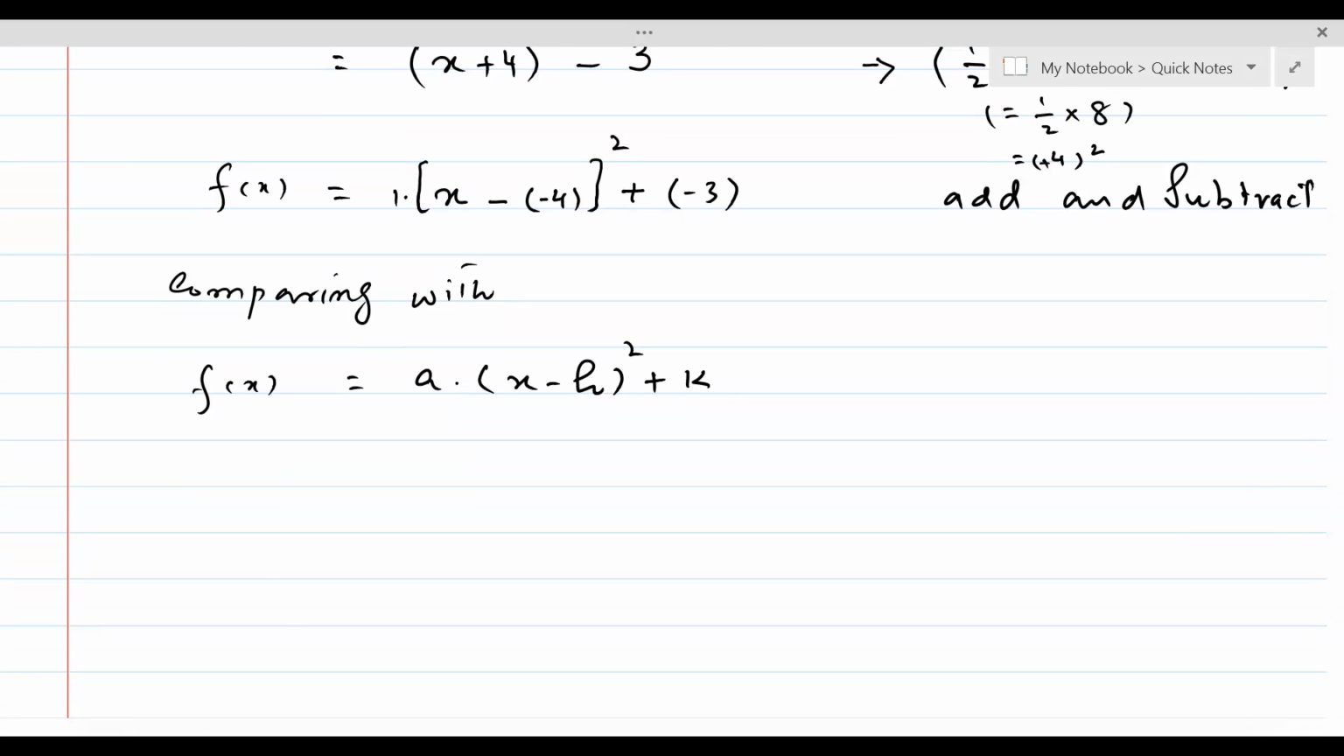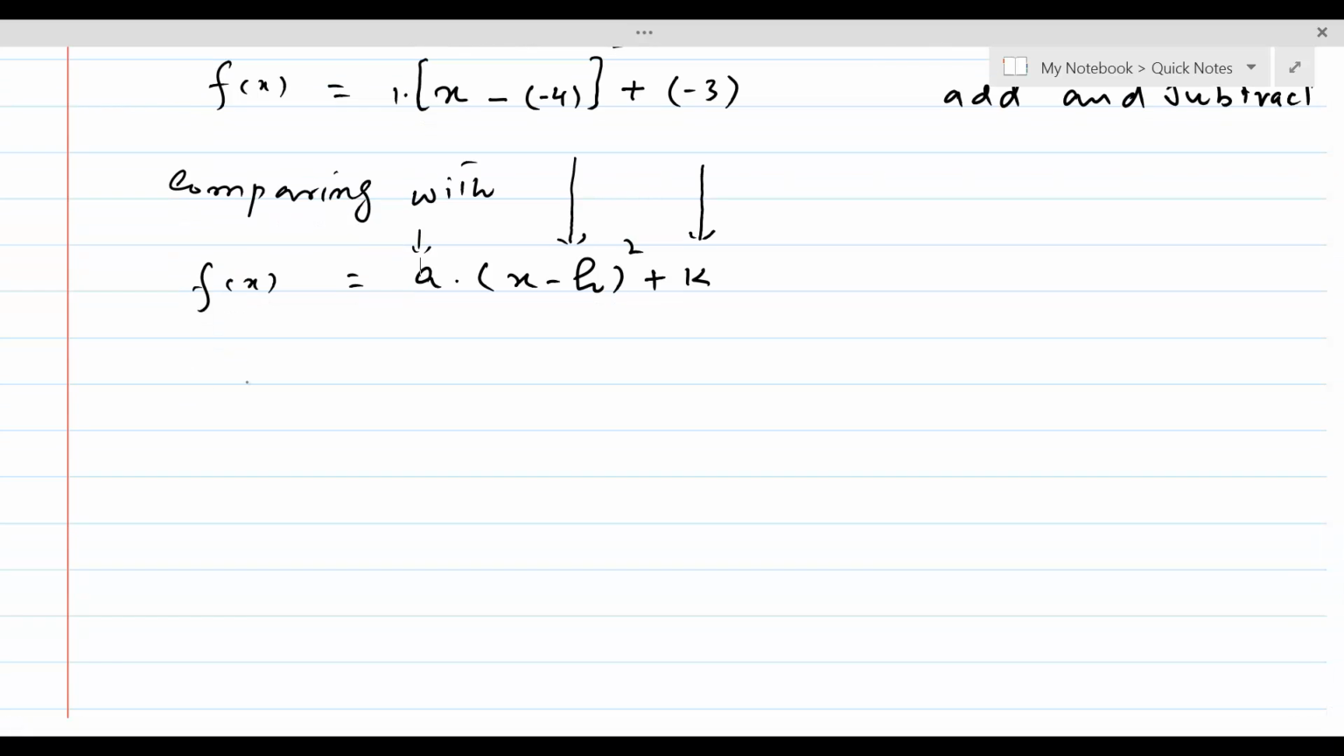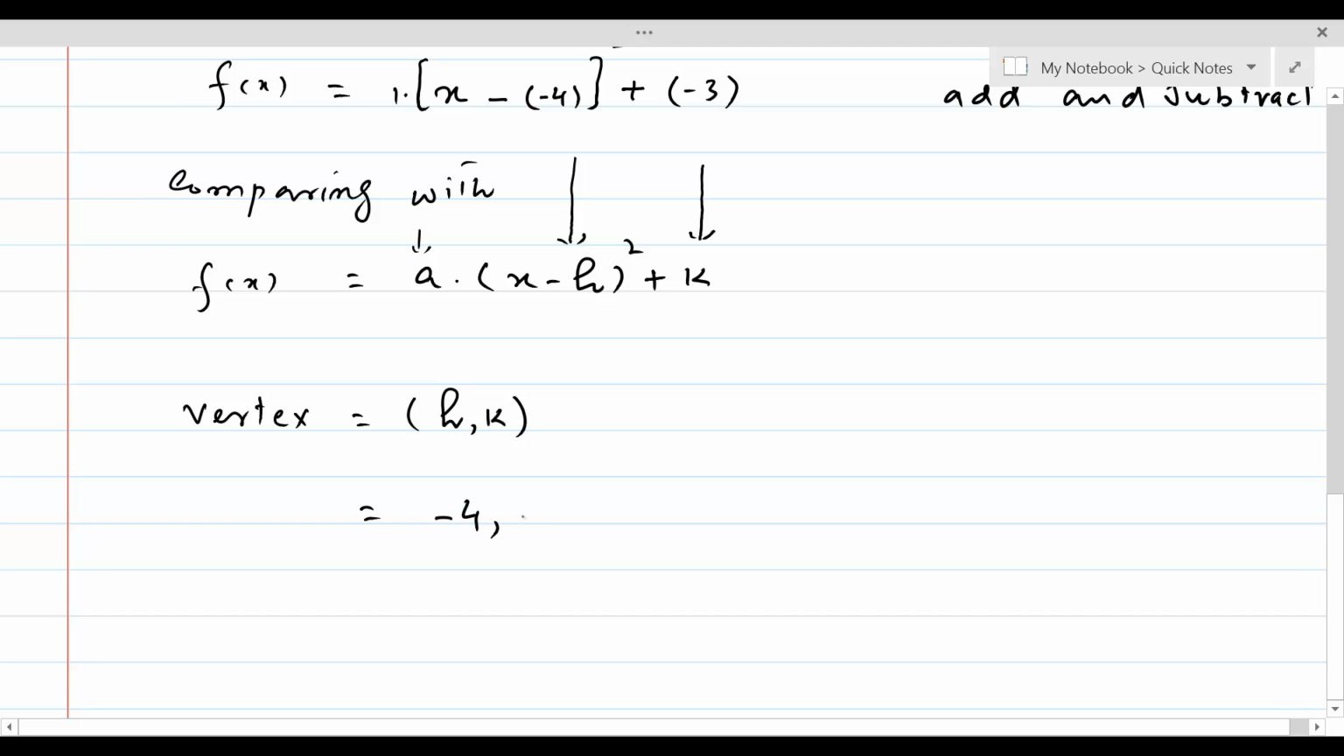And by the way, once this function is converted into this form, it's easy to find the vertex, because you can see that k is replaced here with minus 3, h is replaced here with minus 4, and a is replaced here with 1. So this gives us the vertex is equal to hk, which is in fact minus 4 and minus 3. So that is the vertex.